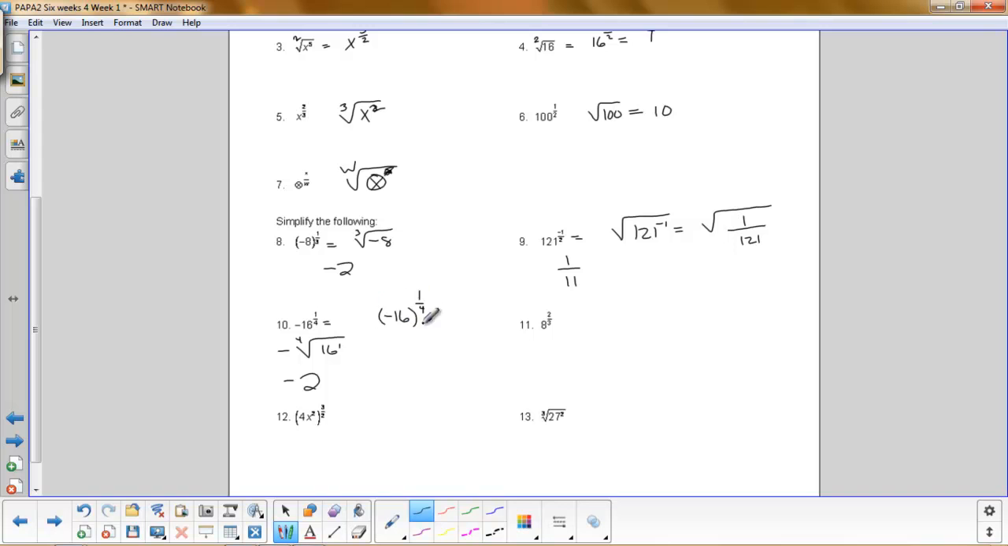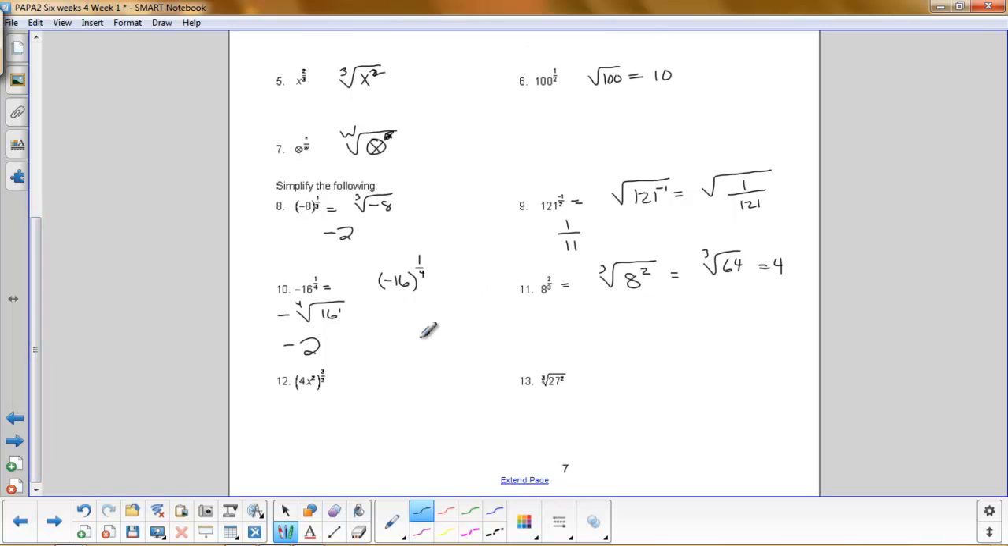Please note that this value is undefined because we cannot have a negative inside a radical that has an index of an even number. So we'll go ahead and rewrite this one as the cubic root of 8 squared. 8 squared is 64, so the cubic root of 64 is 4.